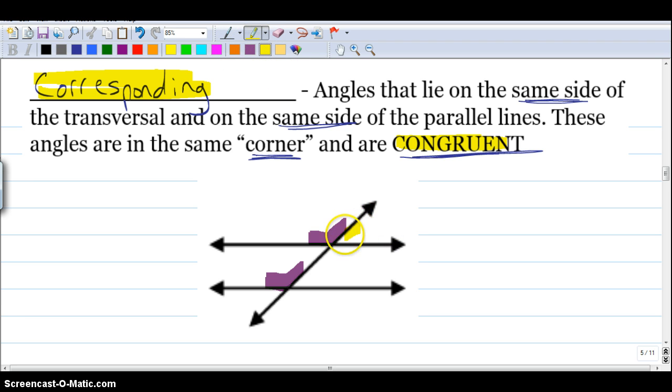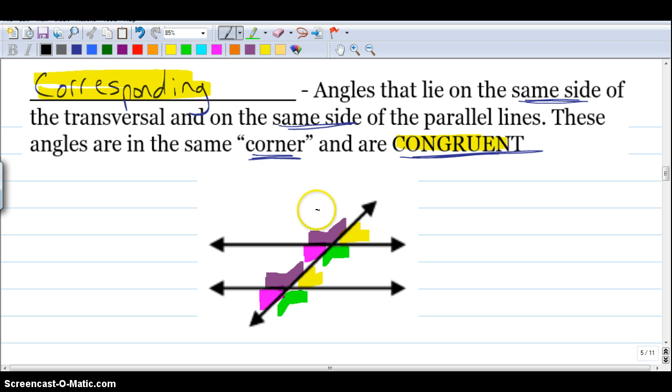This is the top right corner, the yellow here. This is the top right corner on the bottom. Those are corresponding angles. They are congruent. This is the bottom left corner. That's the bottom left corner. The bottom right corner. Those are congruent angles. They are corresponding.